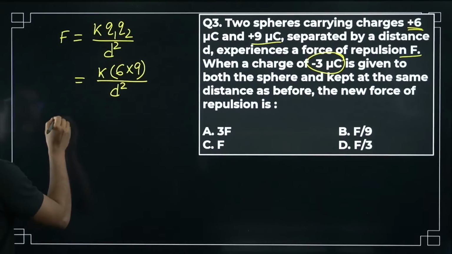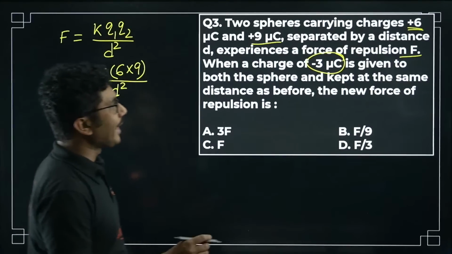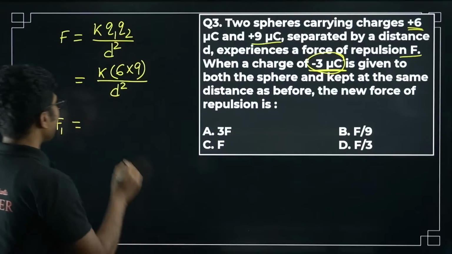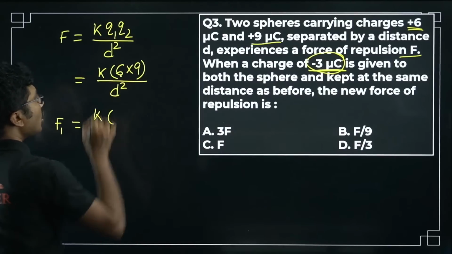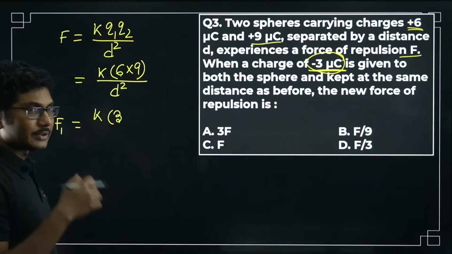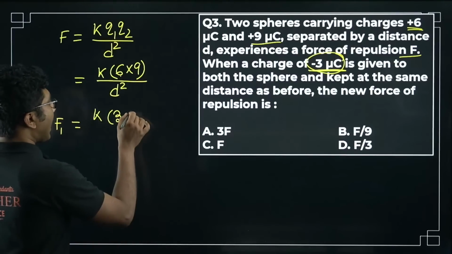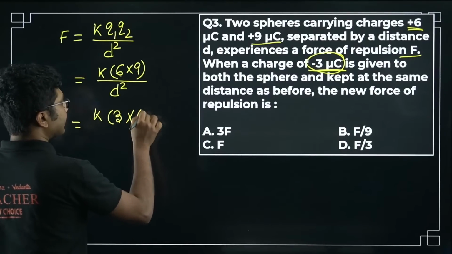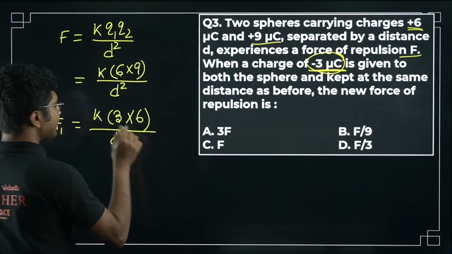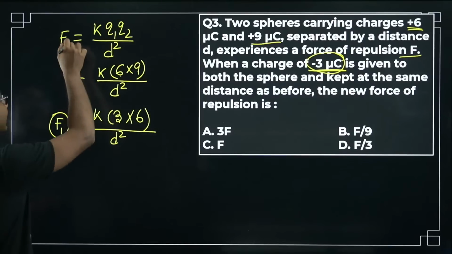In the second case, the force, say F1, is when you have added minus 3 microcoulomb charge to both of them. If you add minus 3 to 6 microcoulomb, it will become only 3. 6 plus minus 3 is only 3, and 9 minus 3 is 6, divided by d square. Distances remain the same, right? Now what you have to find is the value of F1 in terms of F.